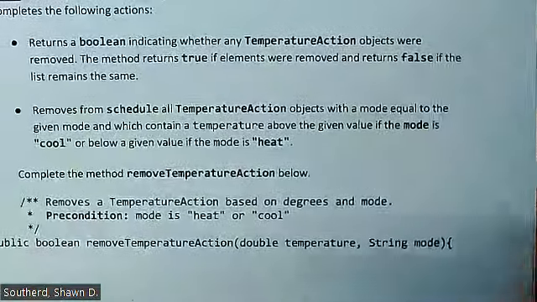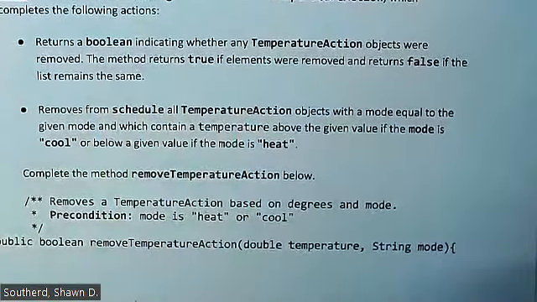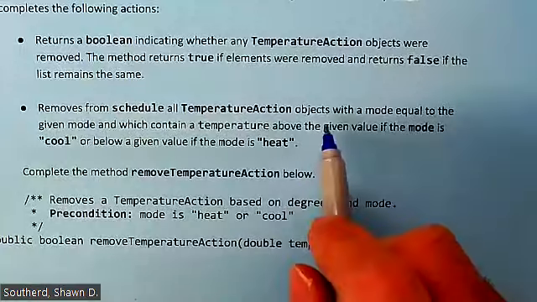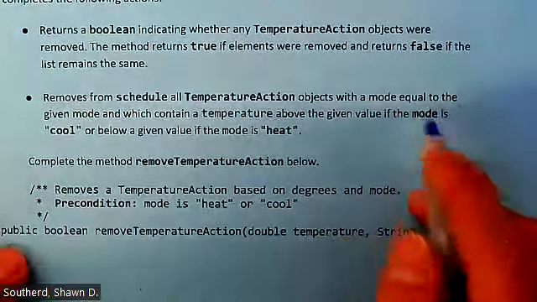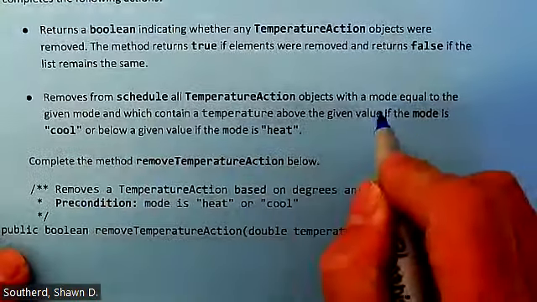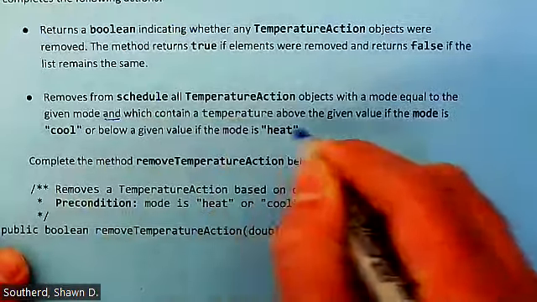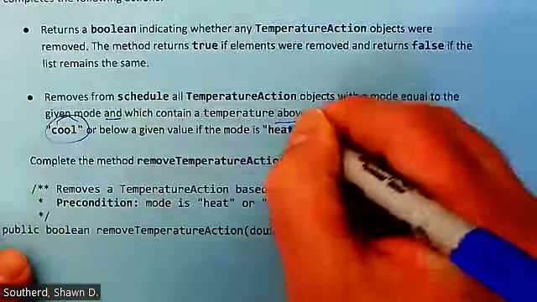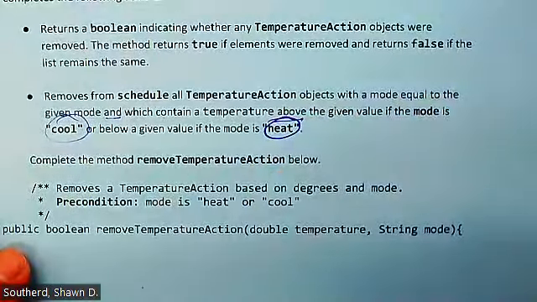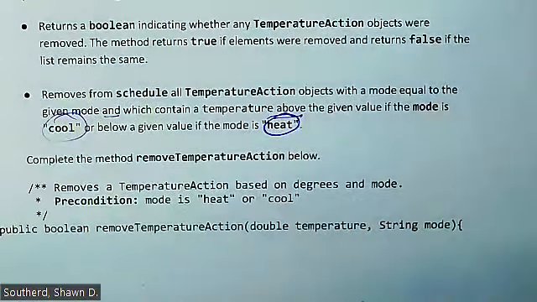Okay, so for part B, we're going to do two things. One is we need to return a Boolean indicating whether the objects were removed, and then go ahead and remove them if the criteria match. I'm just going to read it word for word: in a case where the mode is equal to the given mode, which contain a temperature above the given value if the mode is cool, and if the mode is heat, the temperature is less than that. So in this case, it spells out exactly what condition it's looking for.